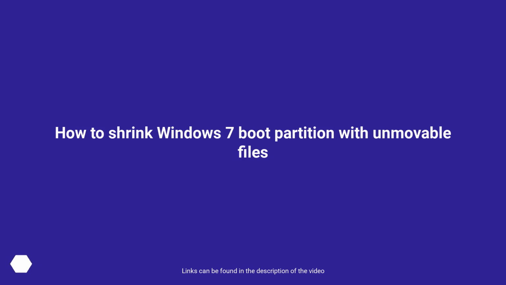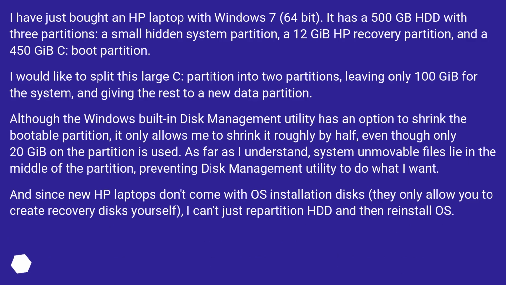How to shrink Windows 7 boot partition with unmovable files. I have just bought an HP laptop with Windows 7, 64-bit. It has a 500 GB HDD with 3 partitions: a small hidden system partition, a 12 GB HP recovery partition, and a 450 GB C boot partition. I would like to split this large C partition into 2 partitions, leaving only 100 GB for the system, and giving the rest to a new data partition.